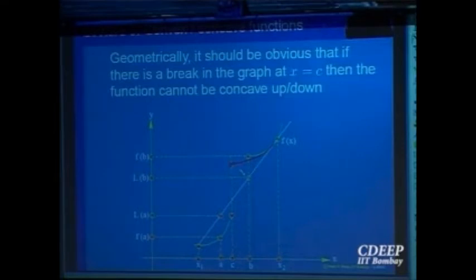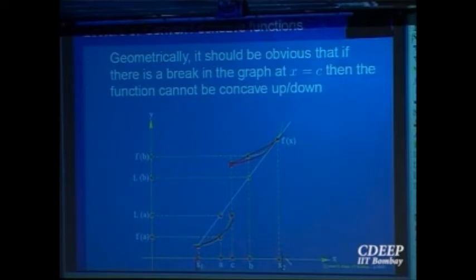So this should be the point. The graph goes like this, and then there is a jump and it starts going like this. Okay, if this is the graph of the function, do you think it will be convex or concave in this interval A to B? In this portion, can you say it is concave up or concave down?